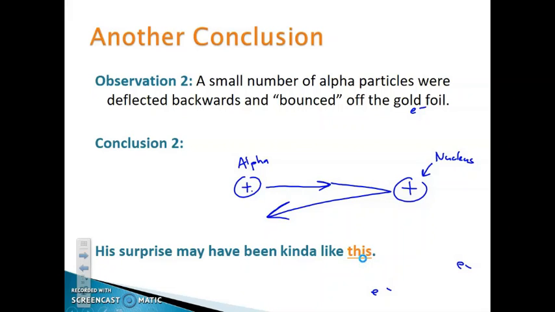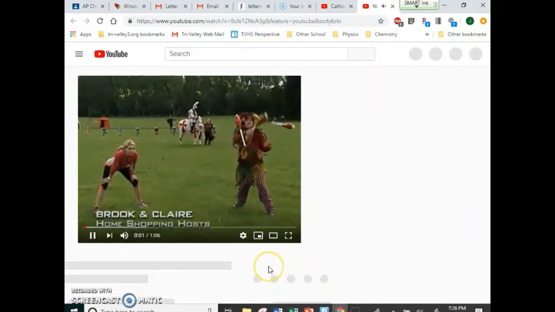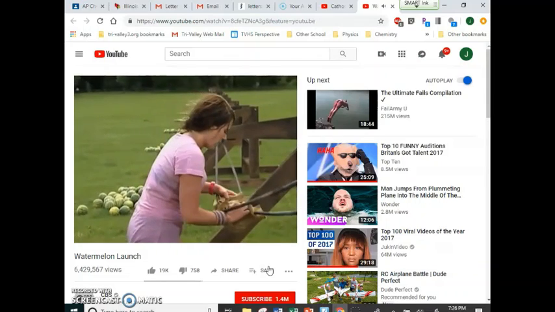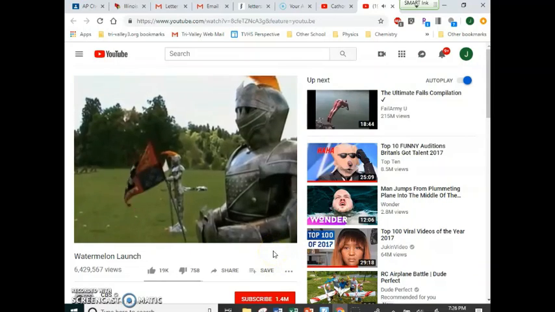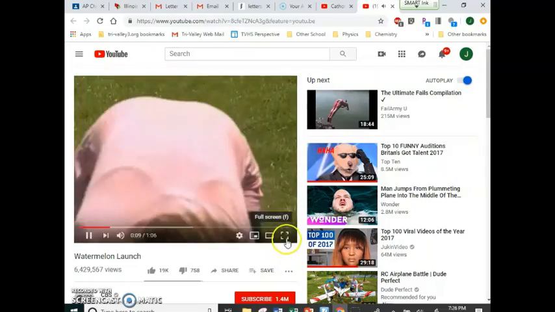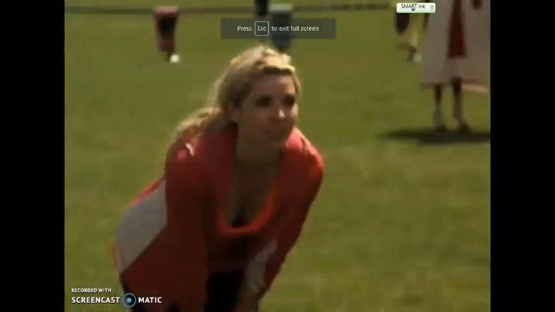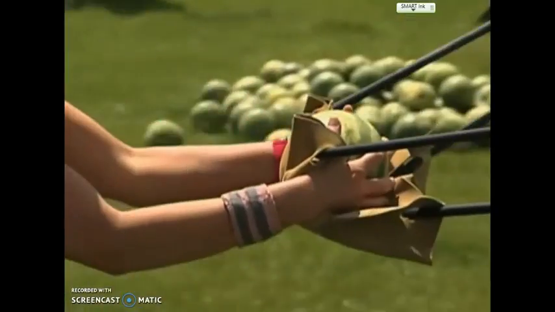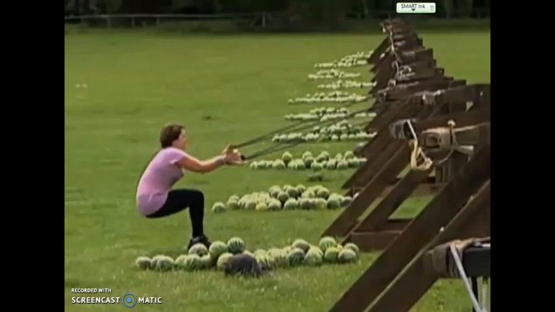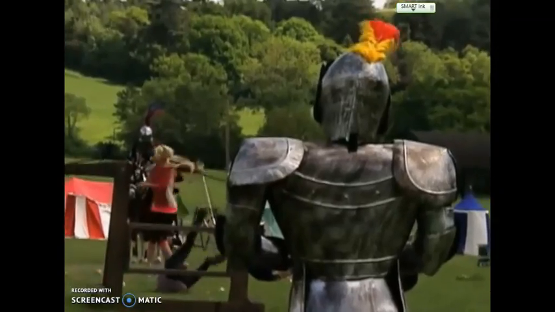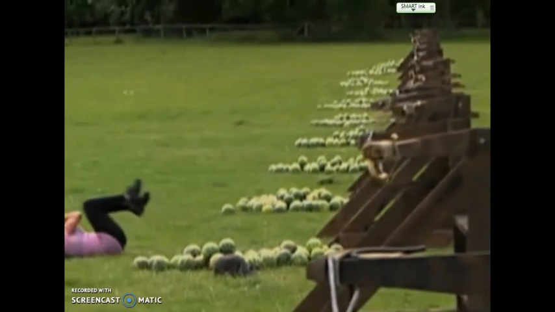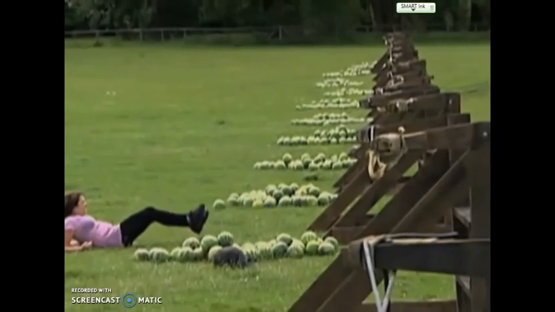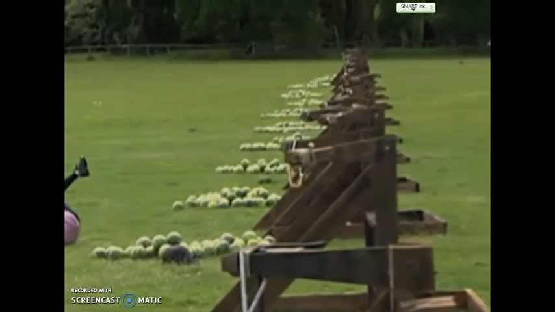So a surprise may have been kind of like this. Okay, so this is a clip from The Amazing Race. So they are trying to shoot alpha particles or watermelons forwards. However, things don't work out quite like they think they would. Ouch. That's gotta hurt.